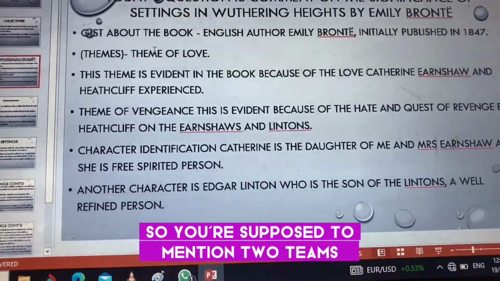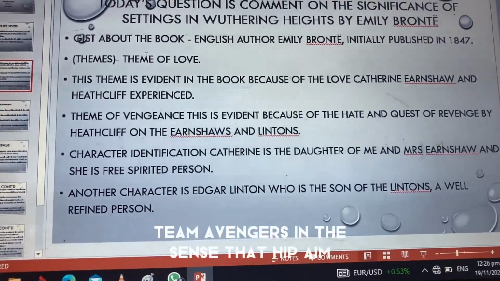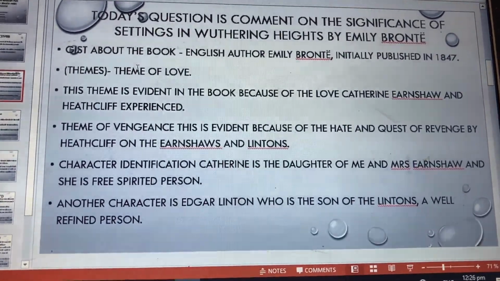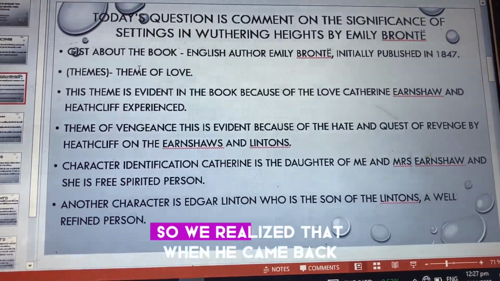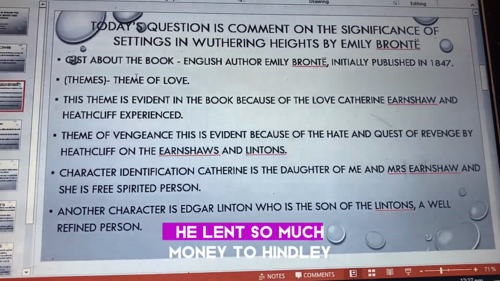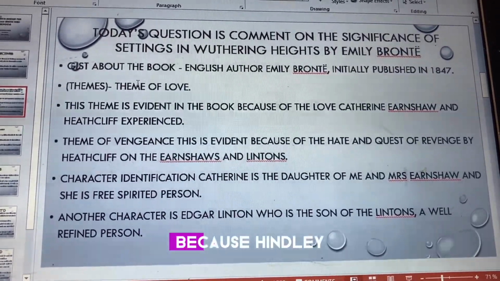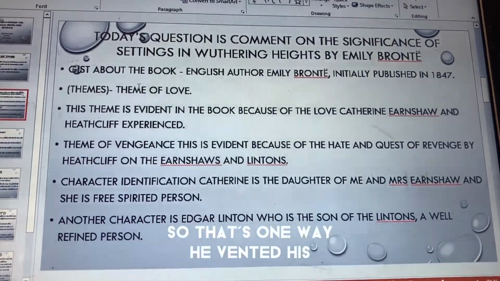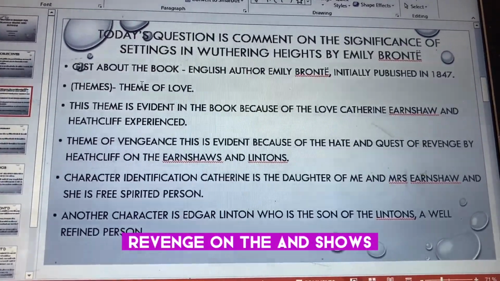You're supposed to mention 2 themes. We are done with 1. The second theme I would like to talk about is theme of vengeance. Heathcliff wanted to vent his anger and his revenge on the Earnshaws, including the Lintons. We realized that when he came back rich and so refined, he lent so much money to Hindley so that he would be indebted to Heathcliff, because Hindley started drinking and gambling when his wife Frances died. So that's one way he vented his revenge on the Earnshaws.